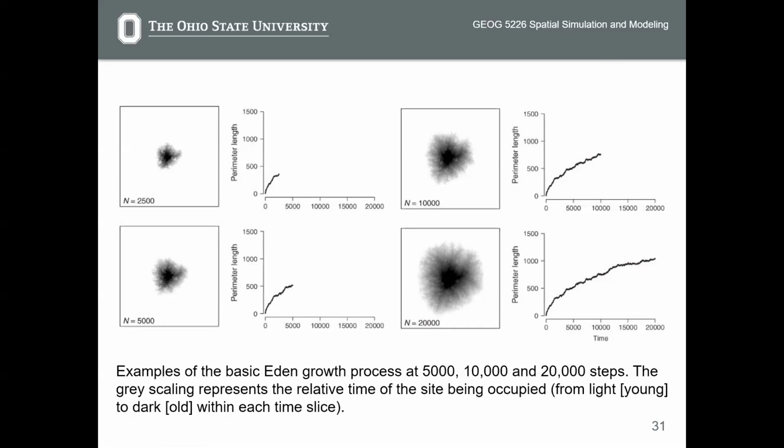speed. Okay. So this huge figure here shows you the change of spatial pattern of Eden growth as time passes by, and also the change of perimeter length over time.